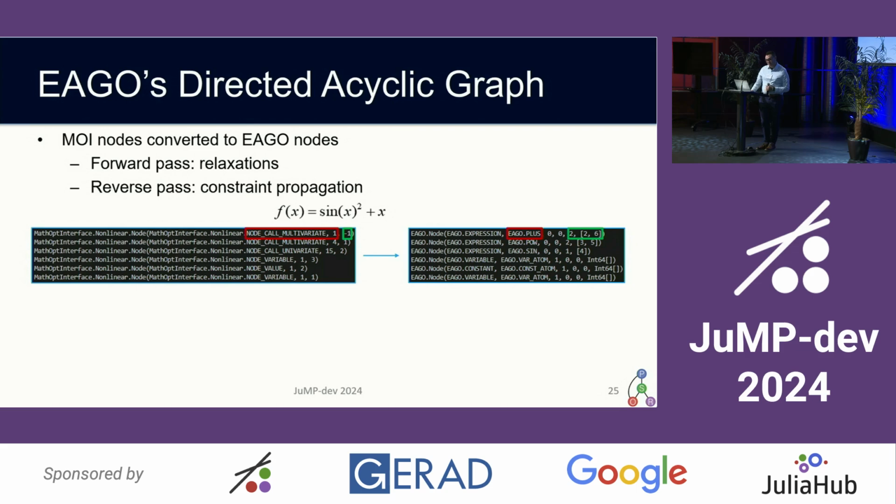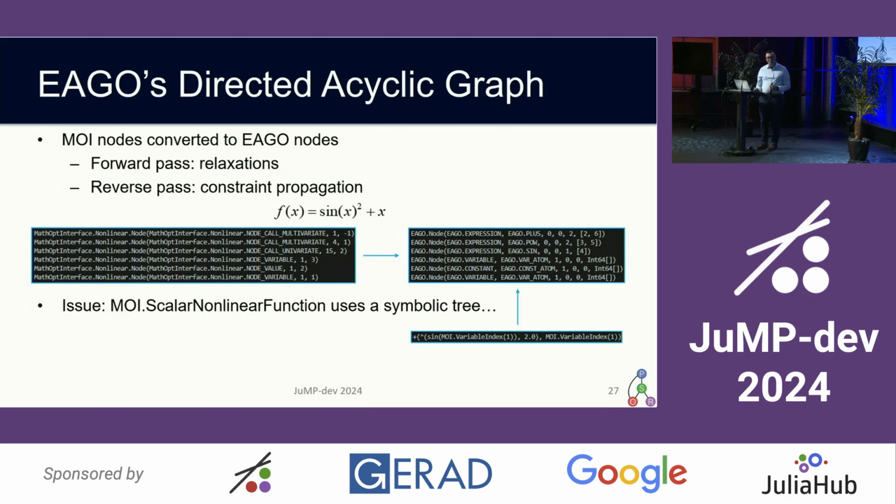So when you introduce this new way of handling nonlinear expressions, I guess I should back up a little bit. This is when JuMP went from using @NL constraint to @constraint. So anything that is a nonlinear constraint in JuMP will end up being an MOI scalar nonlinear function. And this is a symbolic tree. It's no longer using that first code block. So how do we go from something like this back to what EAGO needs?